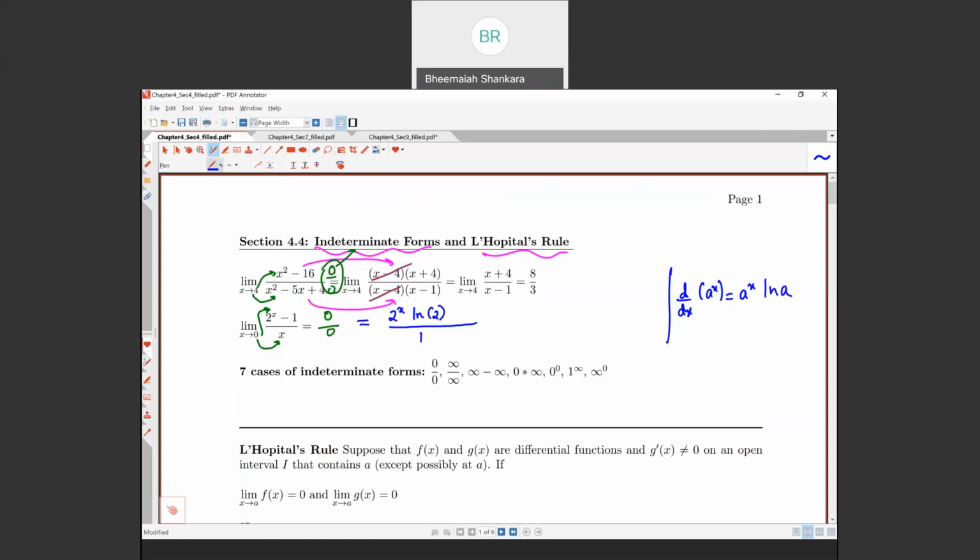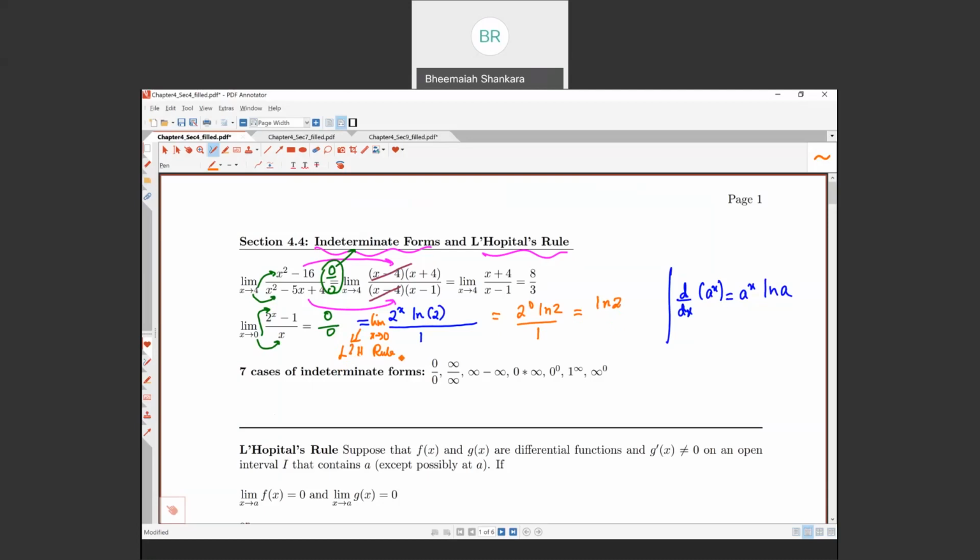Now that you have differentiated the numerator and the denominator, you could write the limit x approaching 0. So plug in x equal to 0 and check if you're getting a finite answer. 2 to the 0 ln 2 divided by 1. 2 to the 0 is 1. ln 2 divided by 1 is ln 2. So you got a nice neat finite answer. So the rule we applied here is L'Hopital's rule. You don't have to write the entire expression. Write L.H. or LH rule.